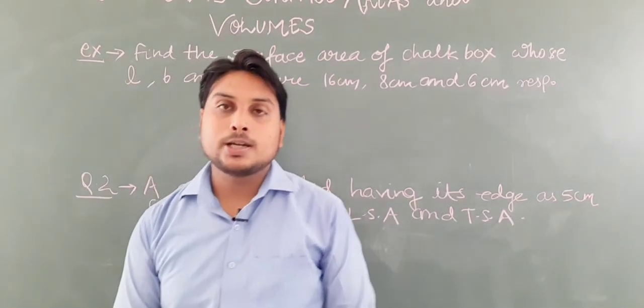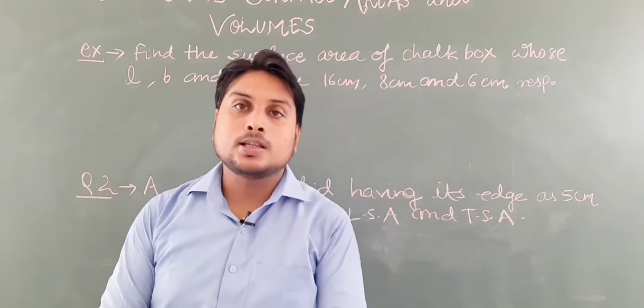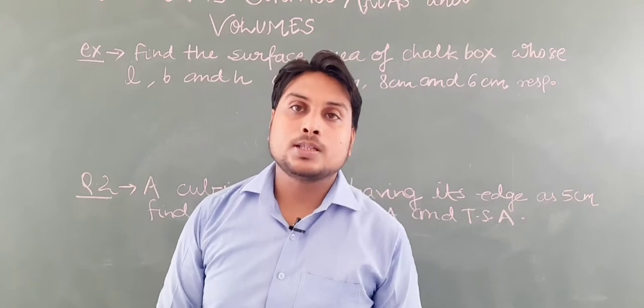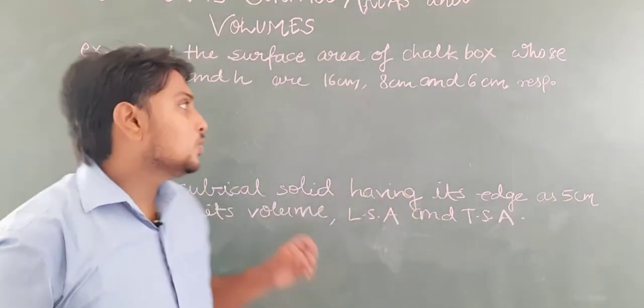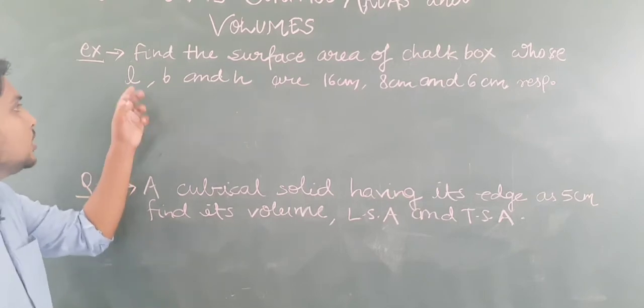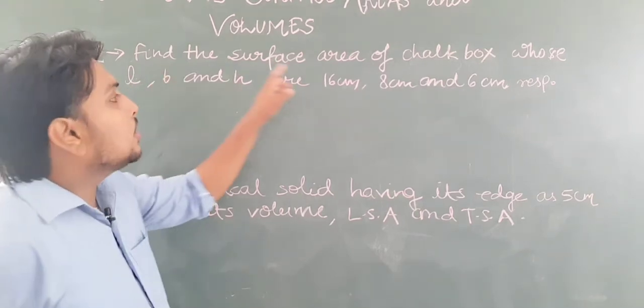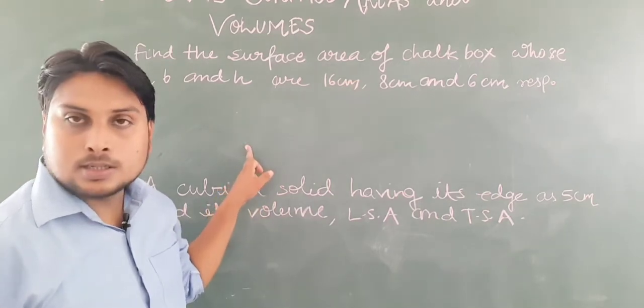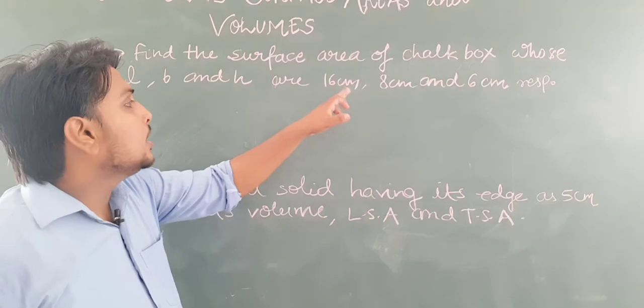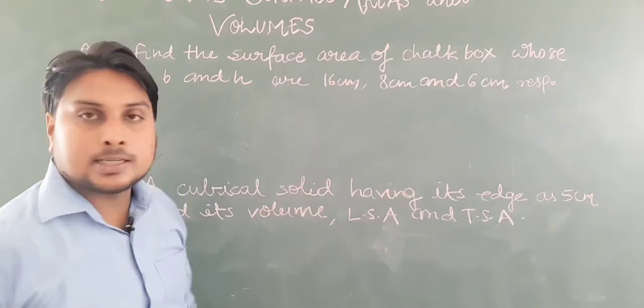Now students, let us do some examples, and then in the next part of the video we will start the exercise from NCERT. So the 2 questions I have written here, let us solve these 2 questions. The first question is, find the surface area of a chalk box whose length, breadth and height are 16 centimeter, 8 centimeter and 6 centimeter.